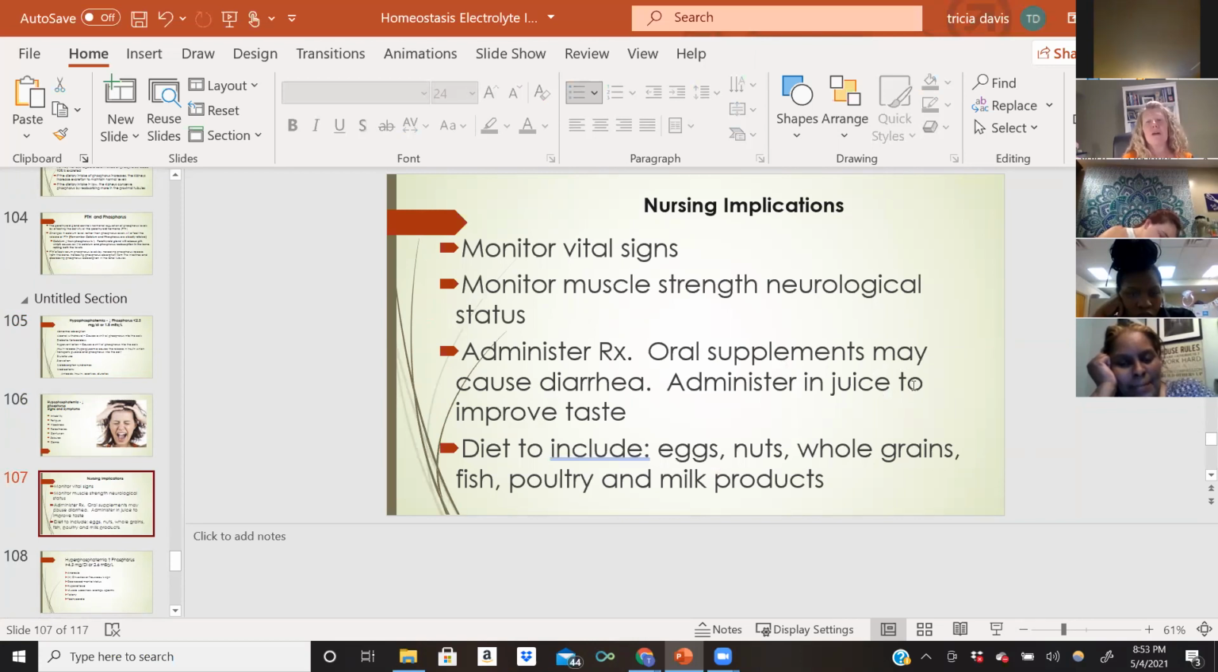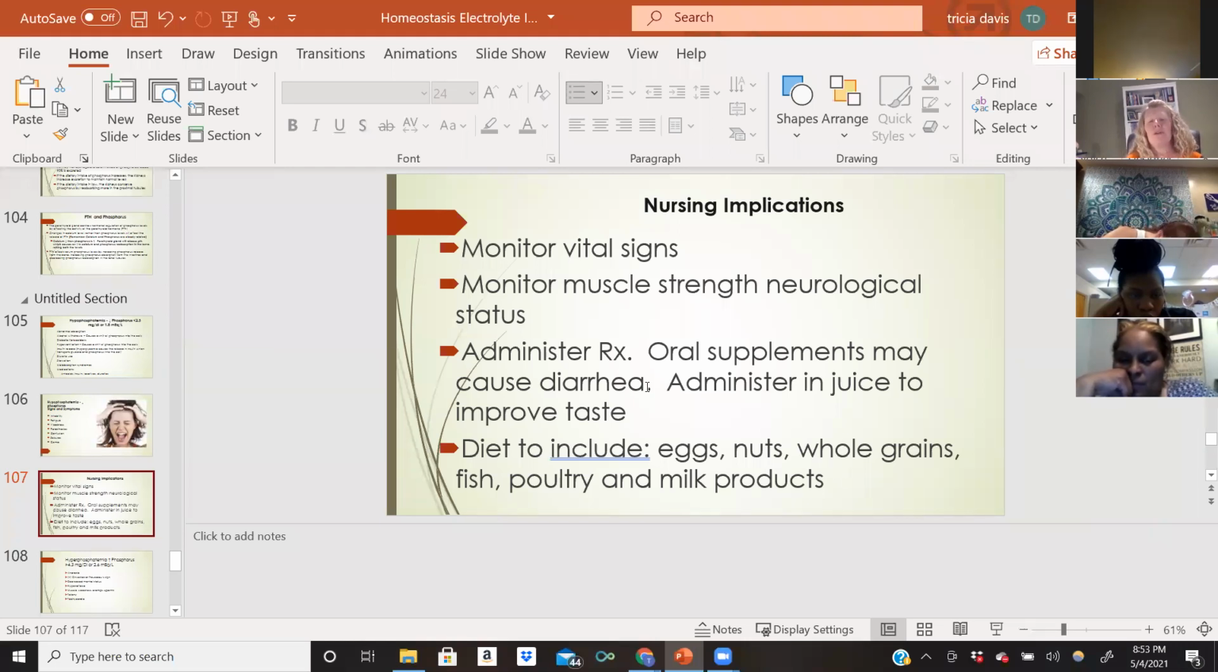Nursing implications, we're going to monitor their vital signs. We're going to monitor their muscle strength and their neurological status. We're going to administer oral supplements. Some of these oral supplements may cause diarrhea. They don't have a great taste. You can always put them in juice.